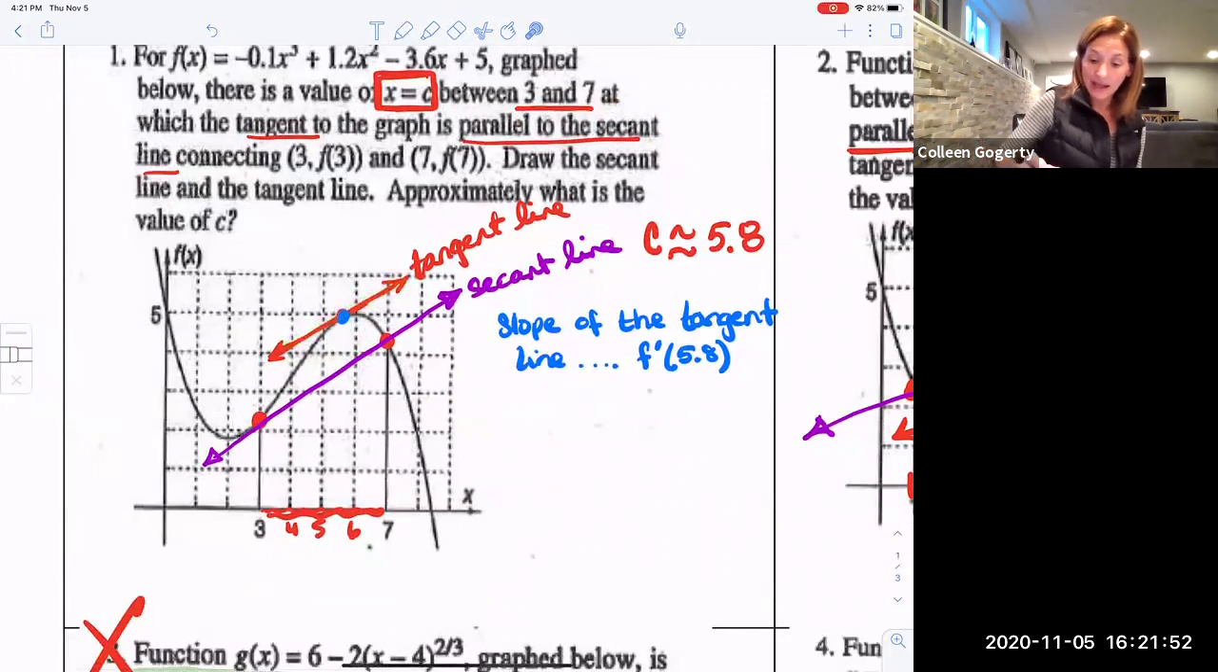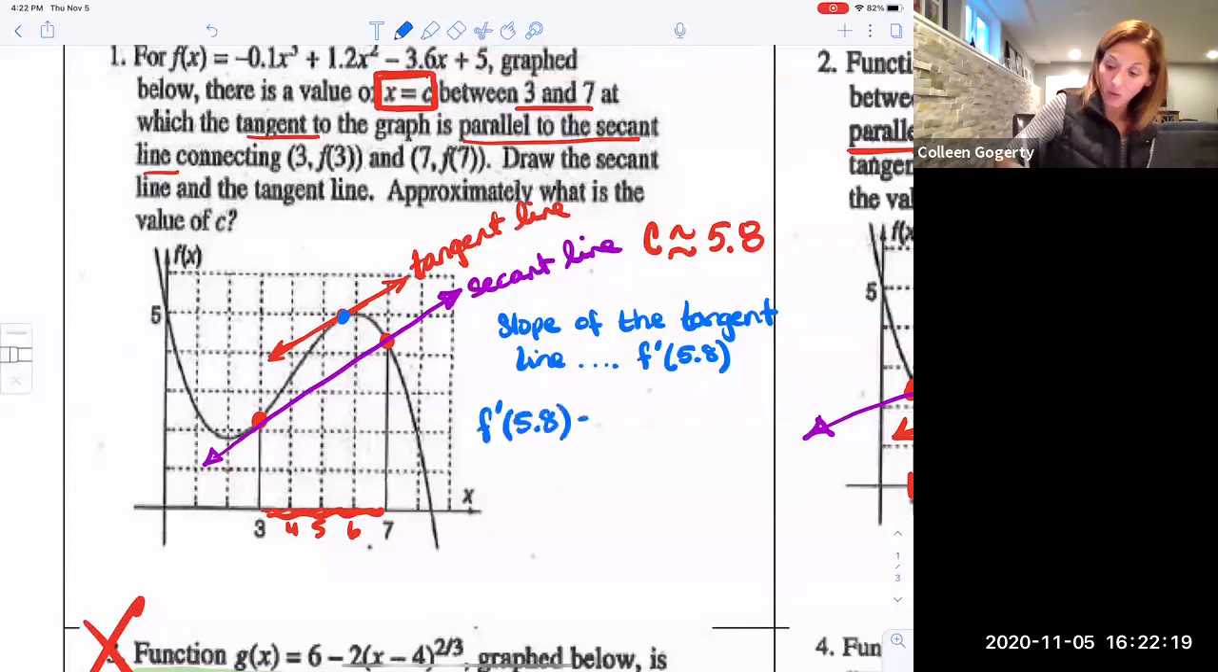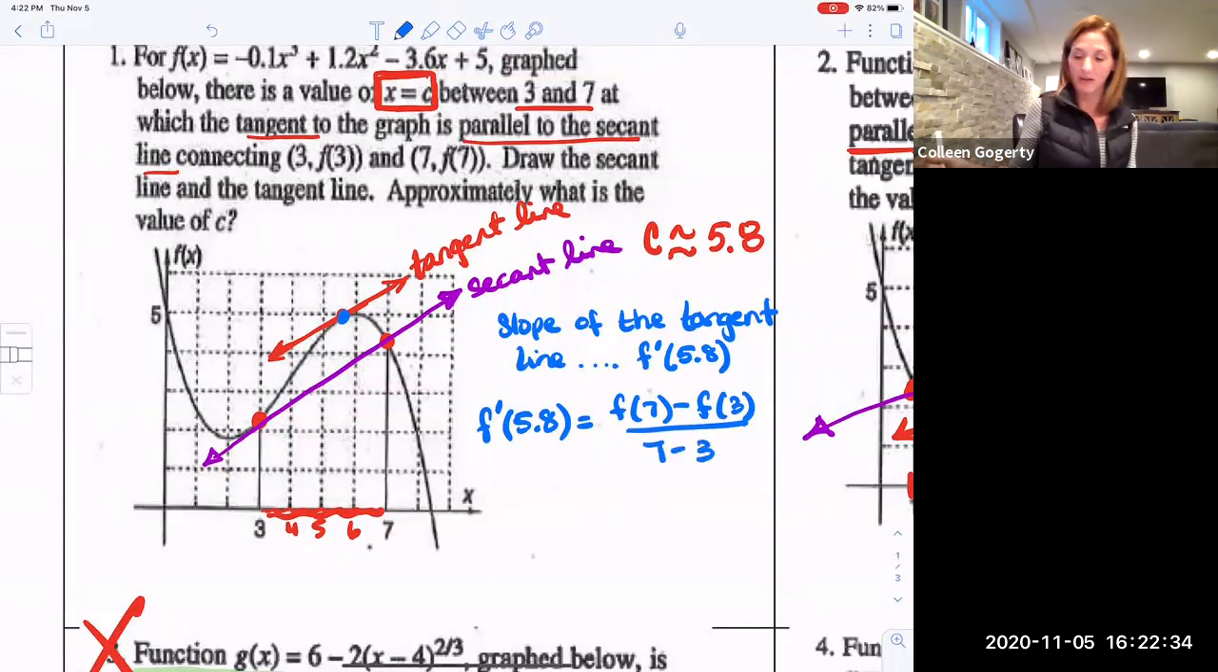Okay, well, at that point, don't we have enough information to figure that out? Okay, so now I'm adding on to this. This question wasn't on the page already. Well, this line has to be parallel to the secant line. Do you have 2 points on the secant line? Right? Doesn't f prime of 5.8, or the derivative of the function at 5.8, need to be the same as f of 7 minus f of 3 all over 7 minus 3?